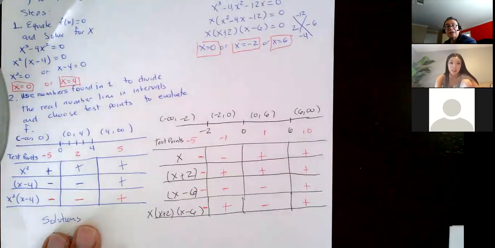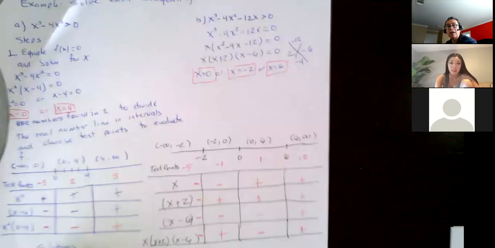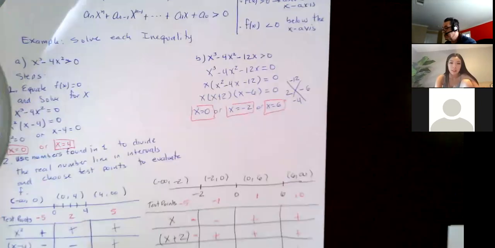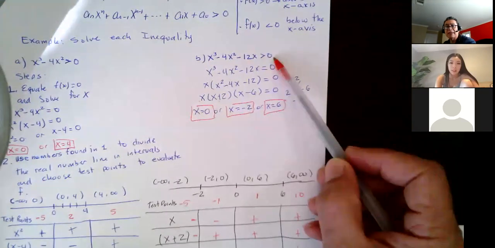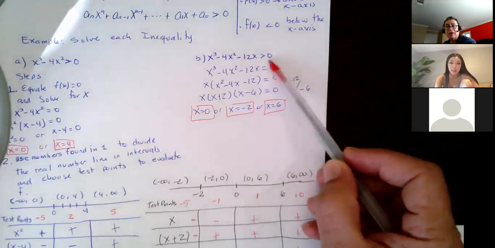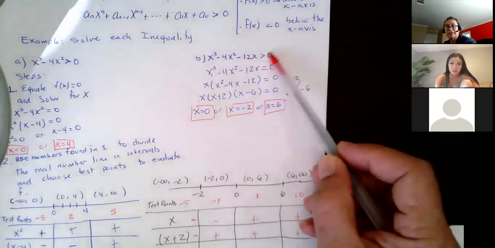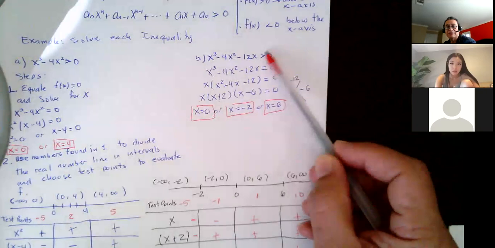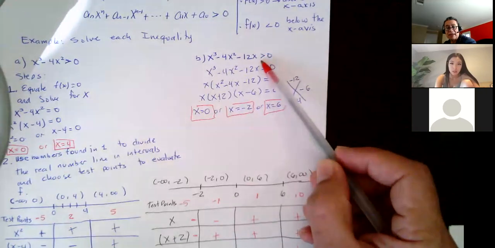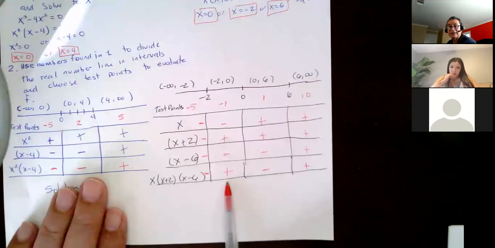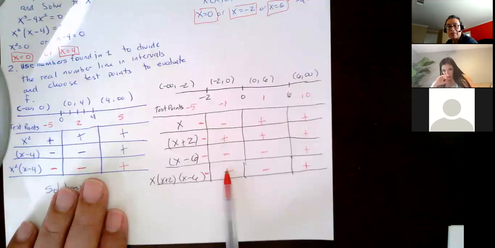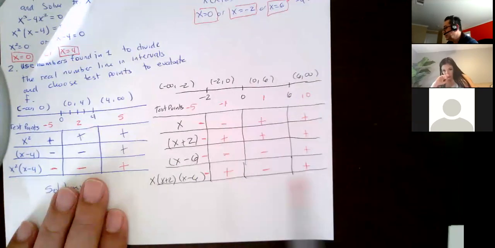Now that you have your signs in the bottom row, go back to your inequality and see what sign you're looking for. Notice it's greater than 0. That means we want the answer to be positive. Is that clear? So let's go back and see which signs are positive, and choose those intervals, which are going to be the solutions. So let's write the solution.